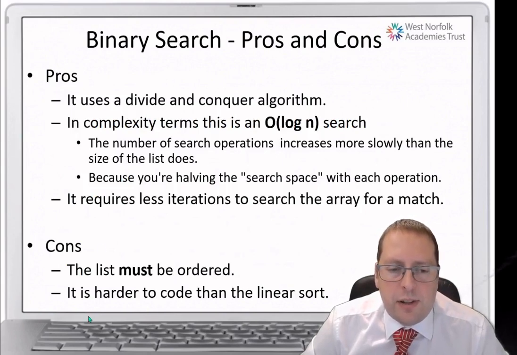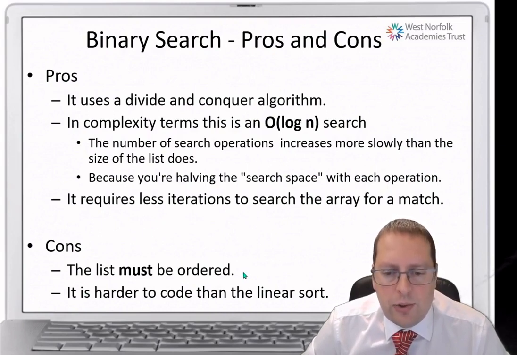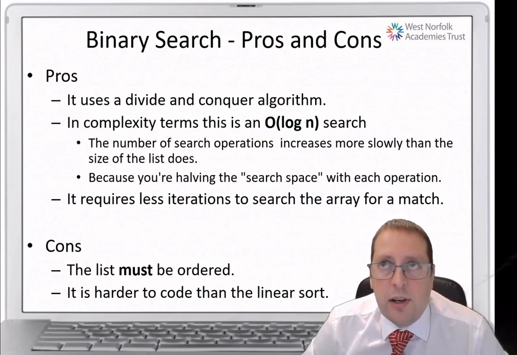So the advantages and disadvantages of binary search. The advantage is it uses a divide and conquer algorithm, and therefore it's a more efficient way to find an element because you're halving the amount each time, each iteration, each way through the operation. So it requires less iterations to search for an array. The downside to a binary search is it has to be an ordered list, and it is harder to code in computing. So you need to explain the advantages and disadvantages of a binary search in your ePortfolio.